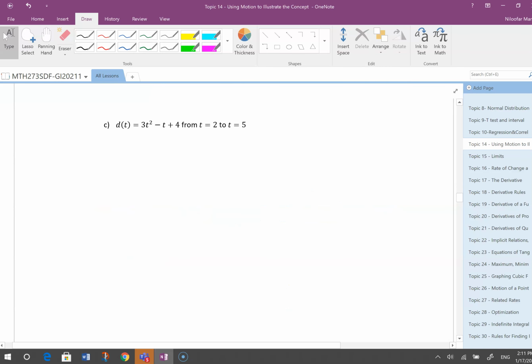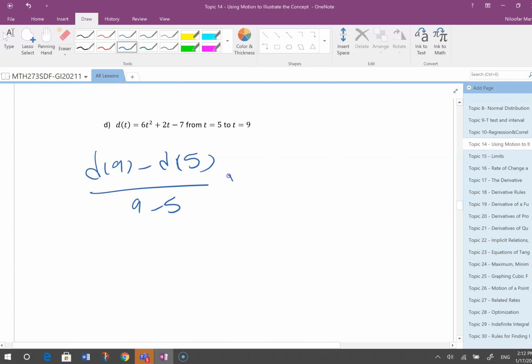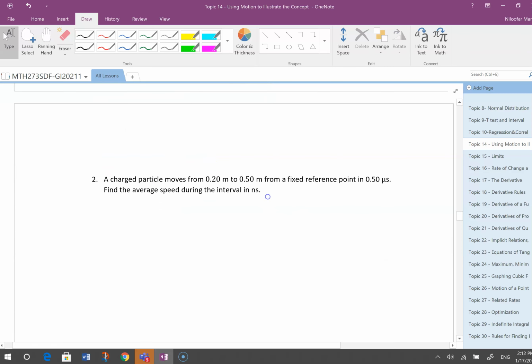How about here? The same. d5 minus d2 divided by 5 minus 2 meters per second. You can calculate it. How about the next? The same thing. So I have d9 minus d5 over 9 minus 5 meters per second. That's for the same question, meters per second.